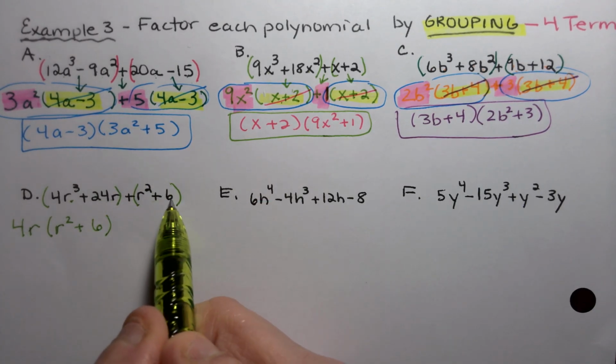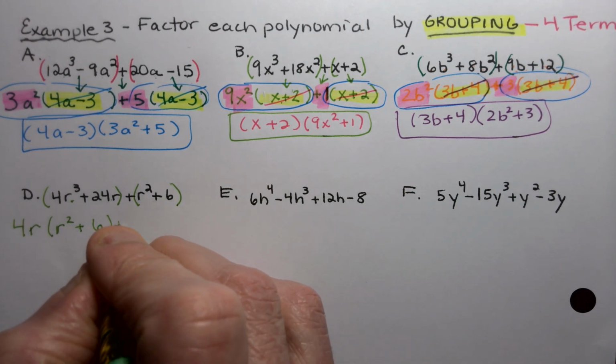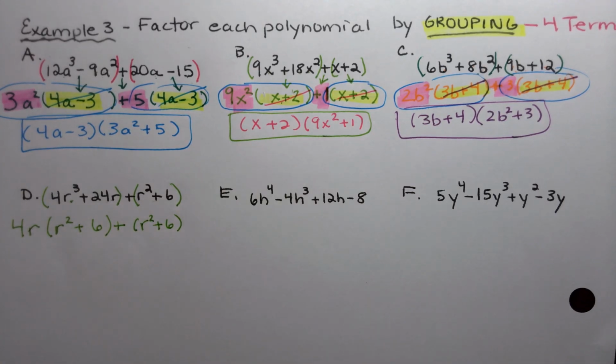GCF the second one. R to the second plus 6. Anything you can take out of there? No. So we're just going to leave it.